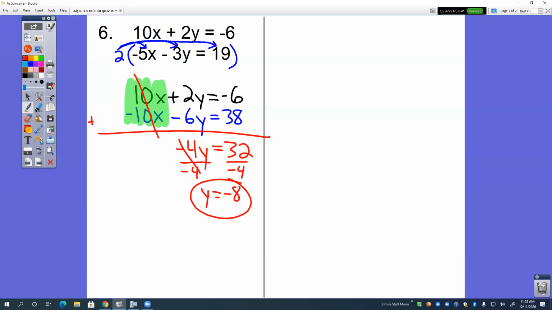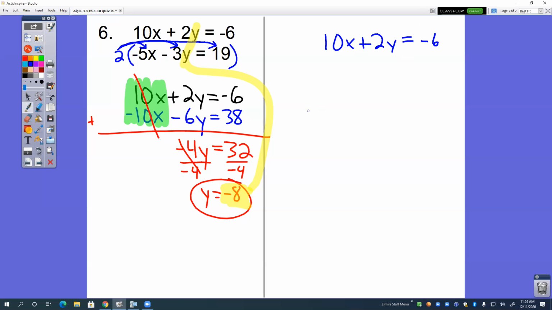Now that you have y equals negative 8, now you have your choice. You can take this negative 8 and you can stick it into here or here for y. I think that top equation is easier because it only has one negative as opposed to the 2 negative signs or minus signs. So I'm going to take and sub it into my top equation.